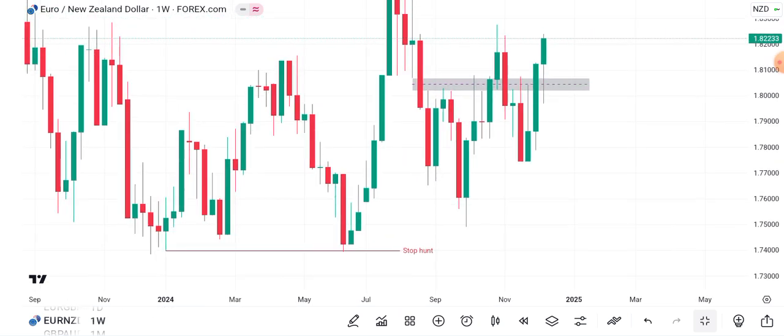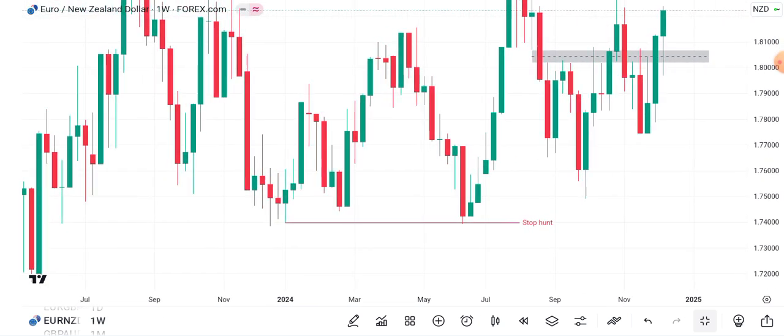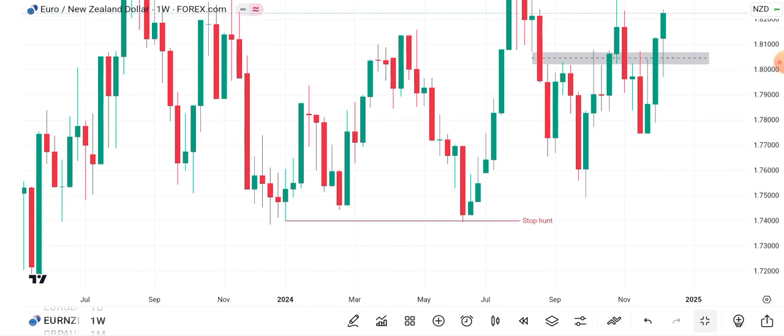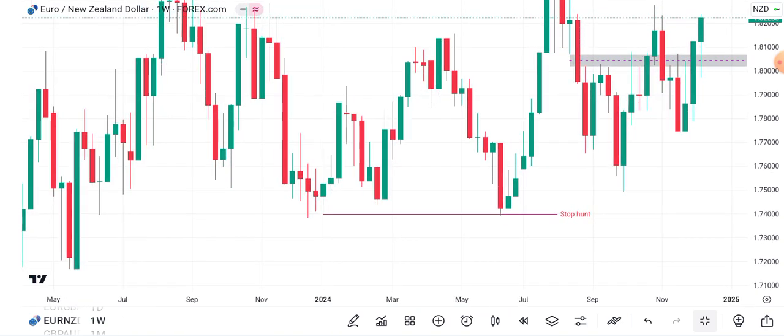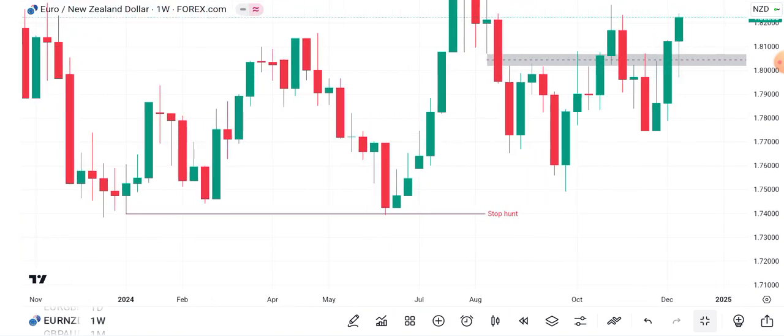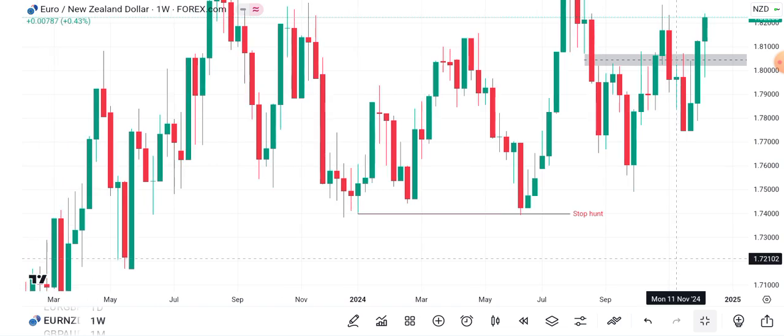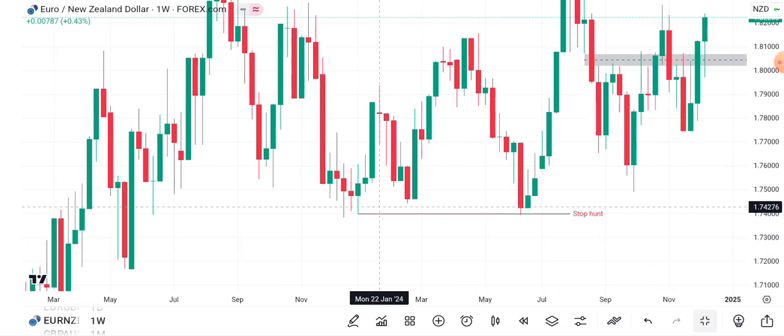I want to show us the same model on Euro NZD, how I actually traded the same model on Euro NZD. It started on the weekly time frame, where an old low was stacked. This is the old low here. Just stacked.